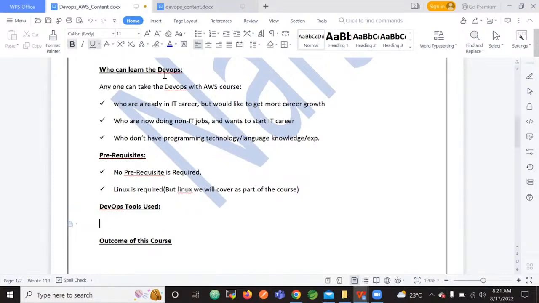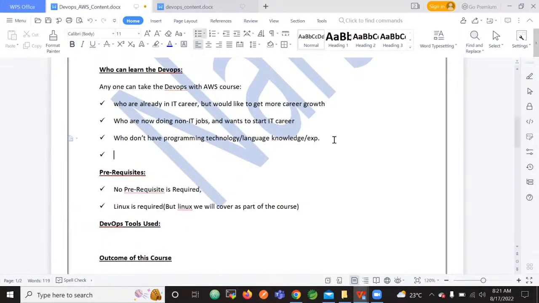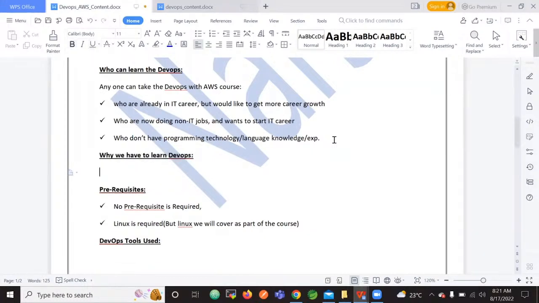Who can learn DevOps is done, right? And basically, why do we have to learn DevOps? If you can understand this also, then let us go to the tools part. Why do we have to learn DevOps?